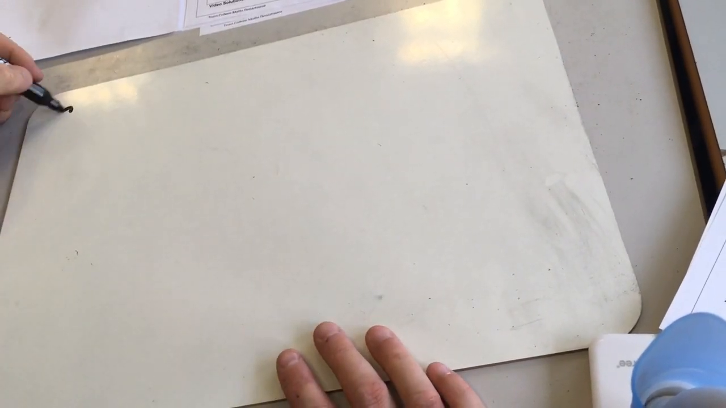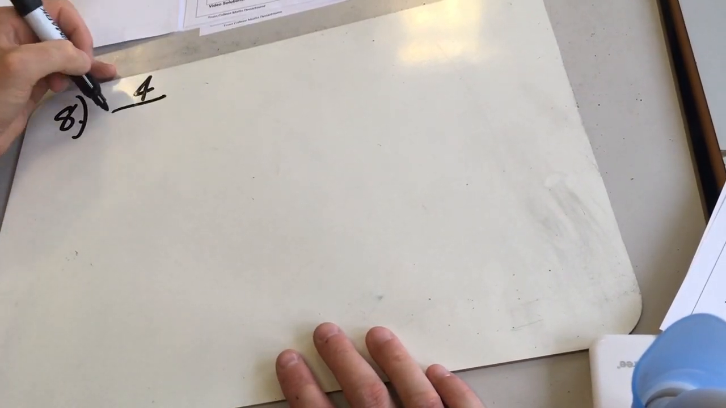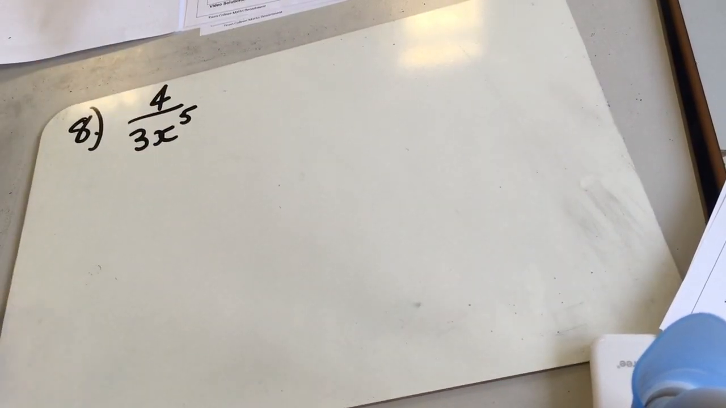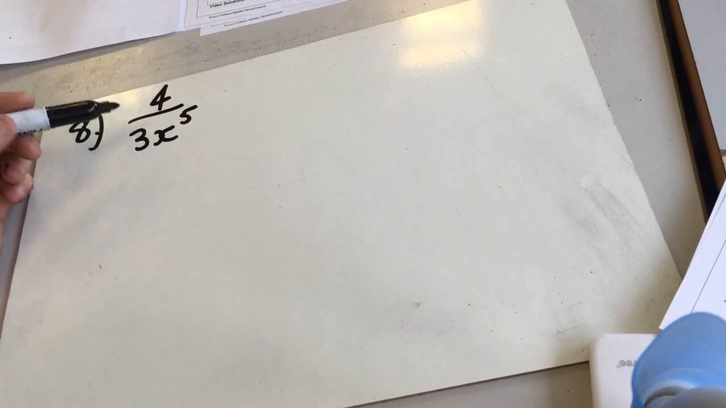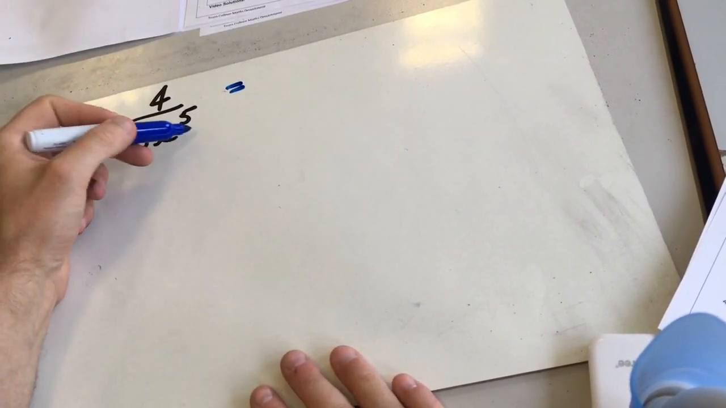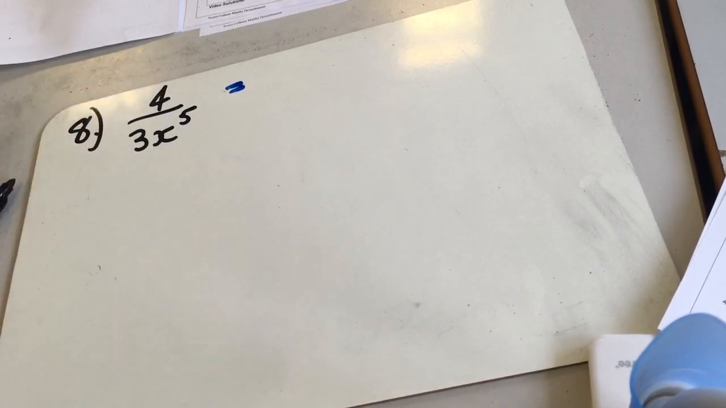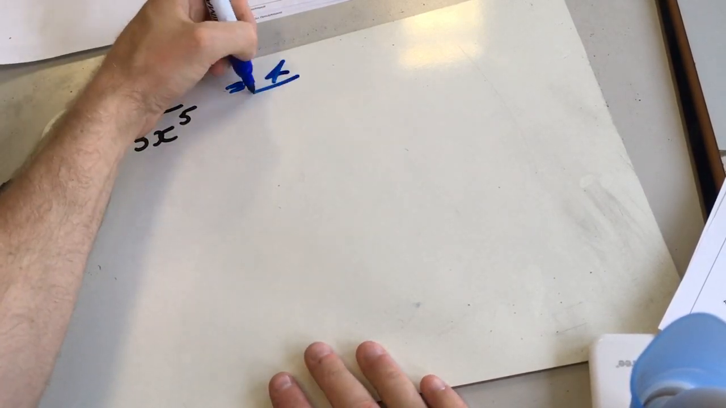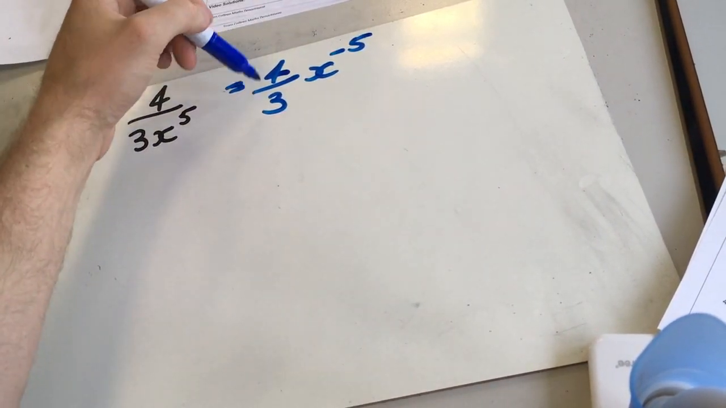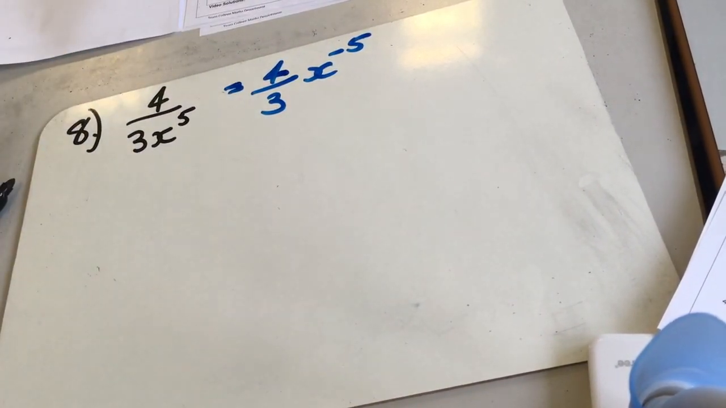Question 8. 4 over 3x to the 5. These ones always kind of trick students. We don't want to bring the 3 up to the top. The 3 is happy where it is. So all we want to do is bring our x to the power 5 up to the top. So again, it's going to be a negative power. So we're going to get 4 over 3 x to the power minus 5, leaving the 4 and the 3 exactly where they are.